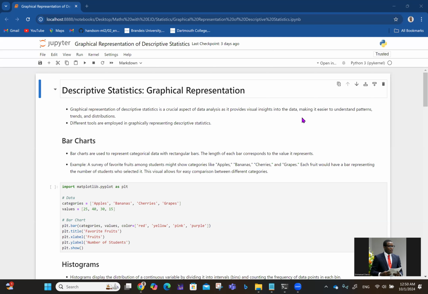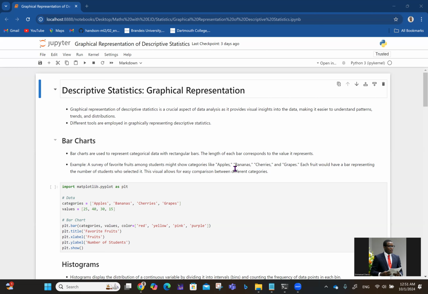Welcome, Maths with EJD. In this video, we're still talking about statistics, and here the focus is on graphical representation of descriptive statistics. We've been talking about descriptive statistics all along, focusing on measures like dispersion or location, position, measures like shape, and of course, variability or dispersion. All right. So here we just want to demonstrate some of these things in graphical format.